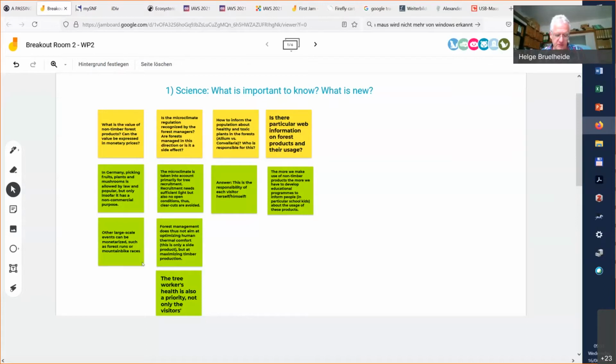We also found that there is not enough information on the non-timber forest products. So are they edible? What can be picked? How much can be picked? We found that it would be very useful to have more information on that, either through the web or also by developing educational programs to inform people, in particular school kids.